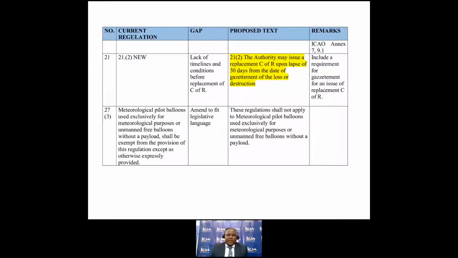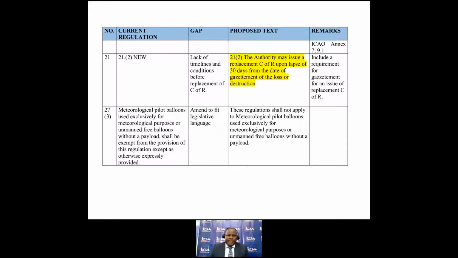And on Regulation 21, we have introduced a new regulation because of lack of timelines and conditions before replacement of C of R, that is Certificate of Registration. And now Regulation 21.2 has been introduced to read, the authority may issue a replacement of Certificate of Registration upon lapse of 30 days from the date of gazettement of the loss or destruction. This includes a requirement for gazettement for an issue of certificate of replacement of registration.